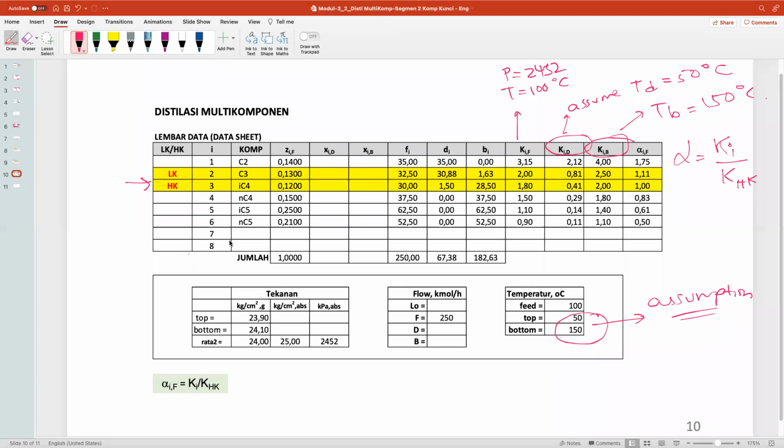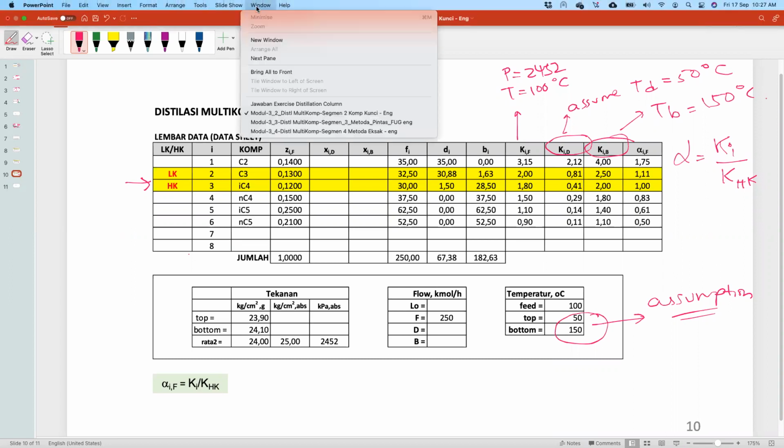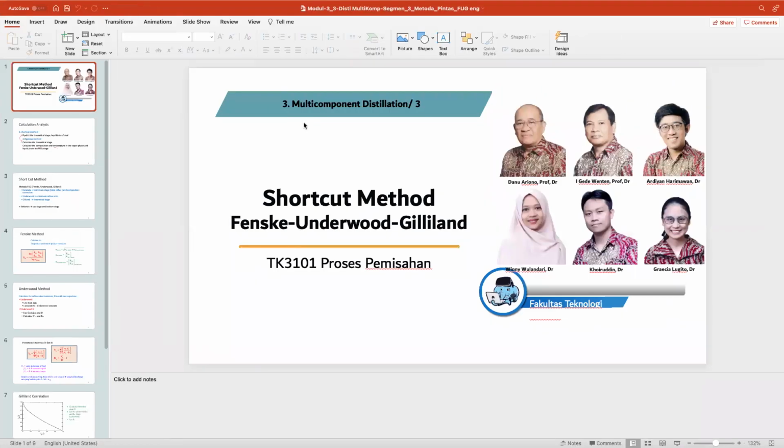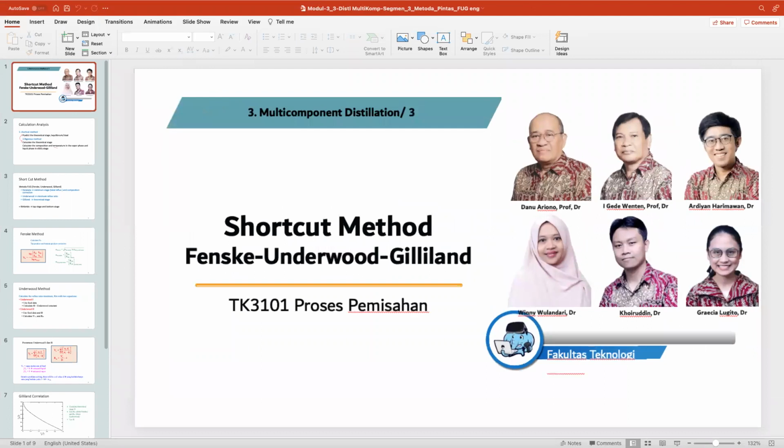So I'm gonna continue to the next module: how to start calculating the equilibrium stages for multi-component distillation. Okay, let's go to the next stage. We call it the shortcut method, or metode pintas.